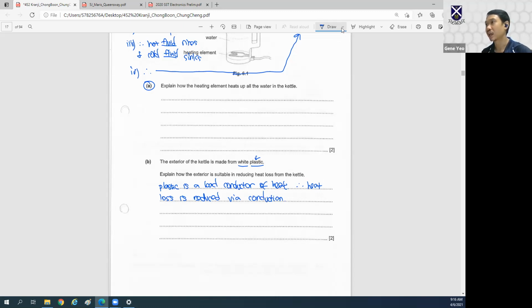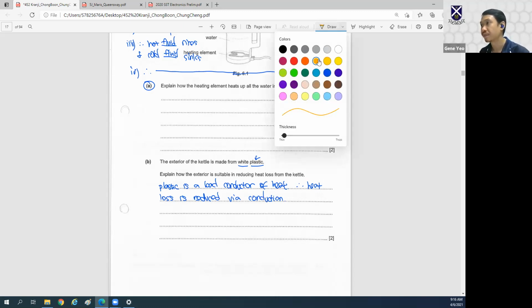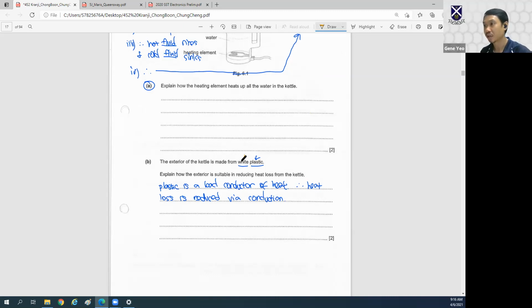Now I'm going to talk about the color white. Okay, white is a bad emitter of, and this is the keyword, blank heat. Okay, starts with an R. So let's ask Preston. Preston, can you help everyone out here? What is this keyword? White is a bad emitter of what heat? Starts with an R.